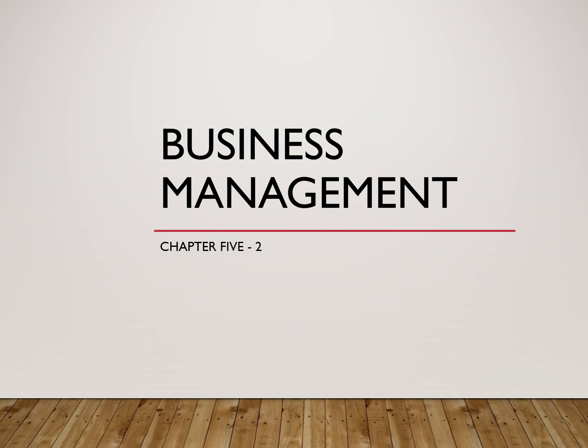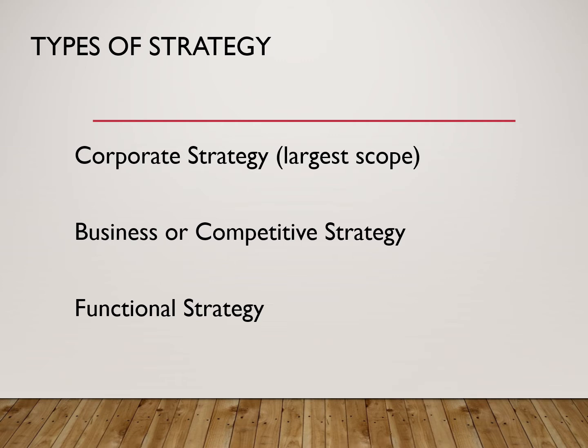We're going to continue on Chapter 5's business management. We're going to see some different types of strategy or the hierarchy of strategy. So at the very top, we have corporate strategy, which is the largest scope. And then we have business or competitive strategy. And at the bottom, we have functional strategy.